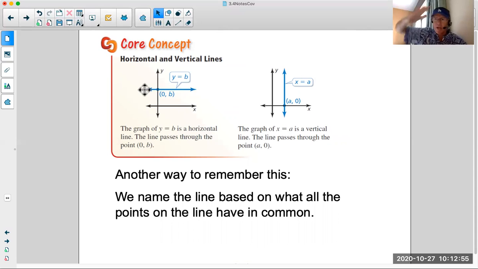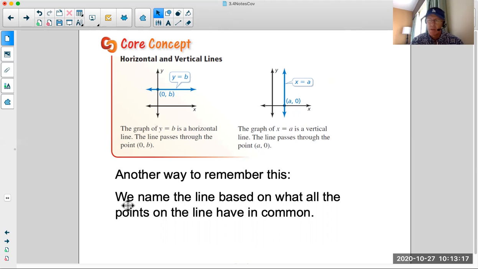It's horizontal, right? It doesn't rise or fall. It stays flat like the horizon. Okay. So whatever the y coordinate is for all the points, that's how you label it. So it would be y equals, let's say this was not 0, b, but 0, 3. It would be y equals 3.